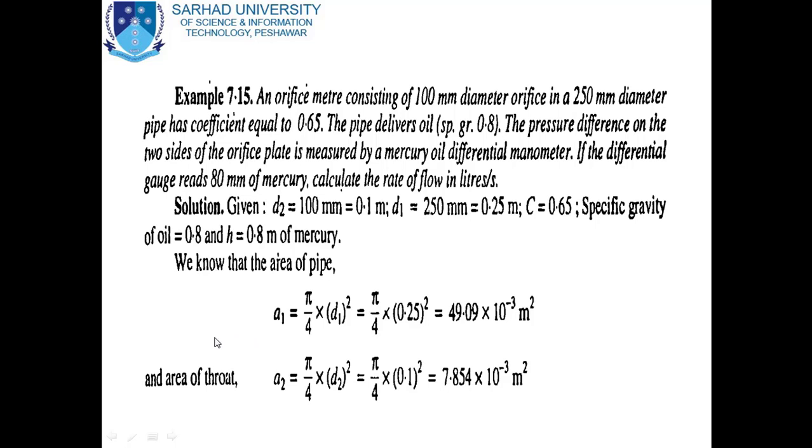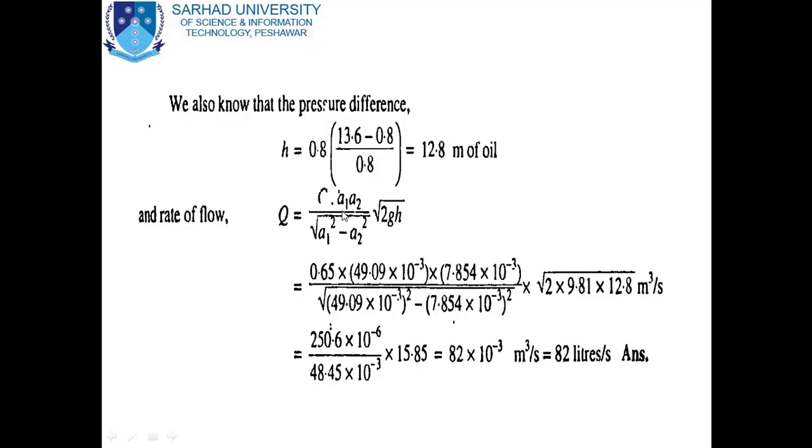Now calculate the area at the throat or at the orifice. So that is A2 is equal to pi by 4 D2 square. D2 is equal to 0.1. So A2 comes out to be 7.854 into 10 raised to power minus 3 square meter. So this is the value of A2.